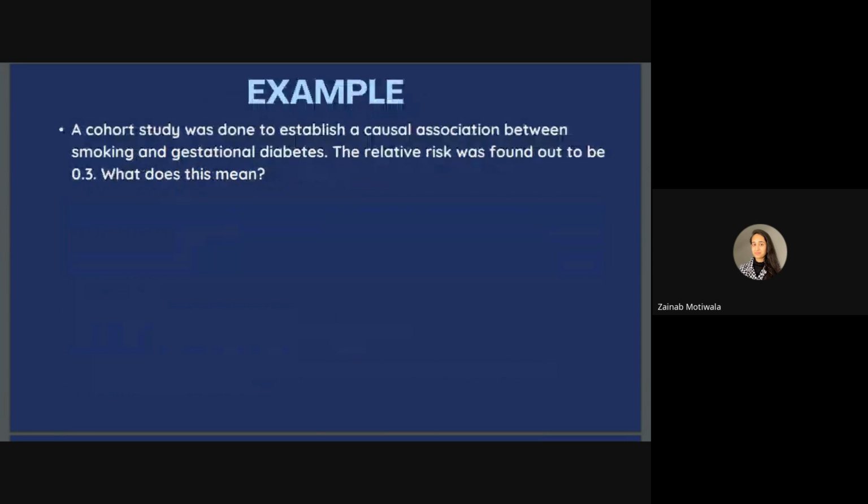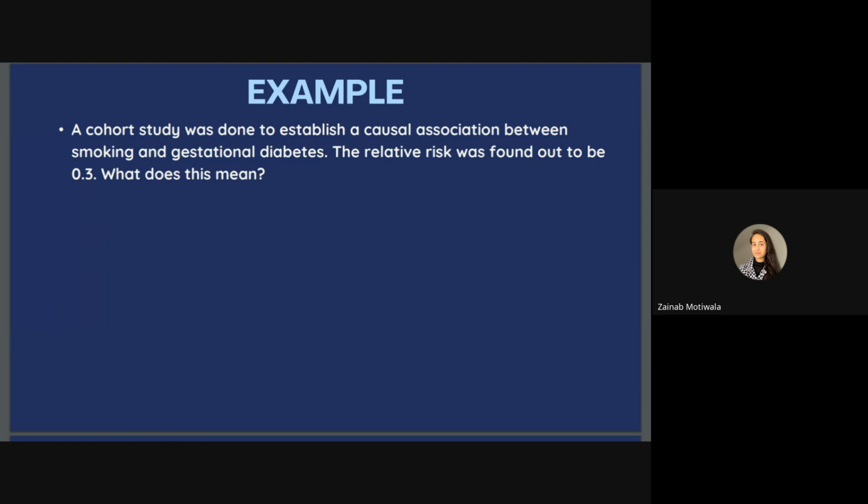Now, I think let's practice this example in order to understand interpretation. A cohort study design was done to establish a causal association between smoking and gestational diabetes. A relative risk was found to be 0.3. What do you all think this signifies?